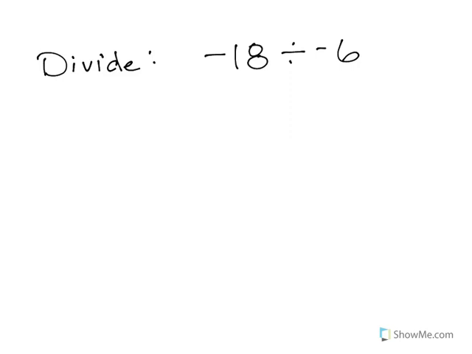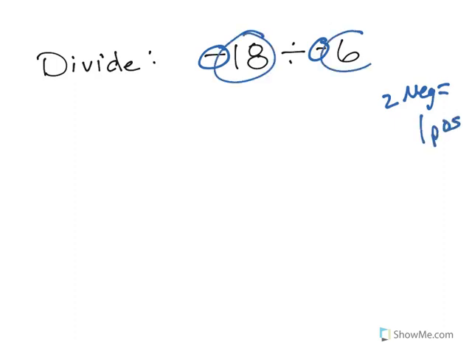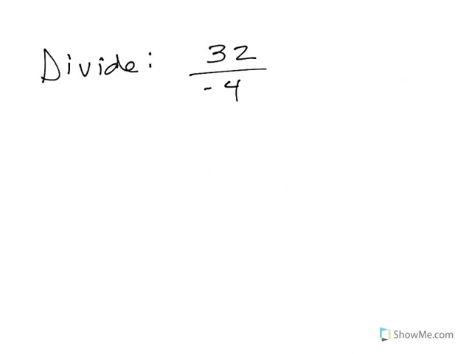Negative 18 divided by negative 6, a negative and a negative. We know that two negatives equals one positive. So 18 divided by 6, my answer is a positive 3. And 32 divided by negative 4, because again, a fraction bar is division. Positive divided by negative is a negative, and 32 divided by 4 is 8.